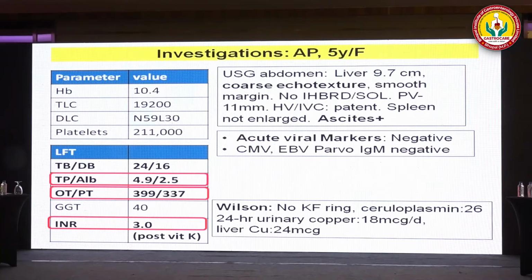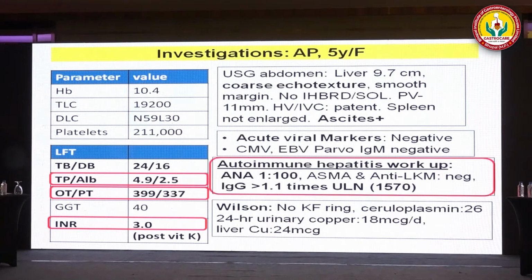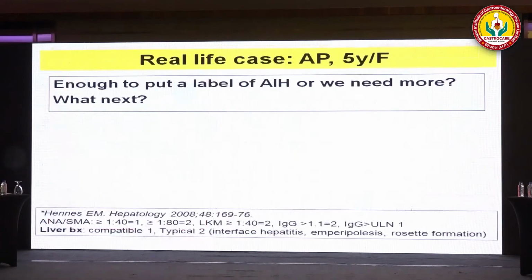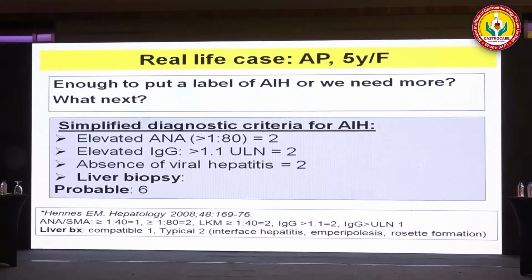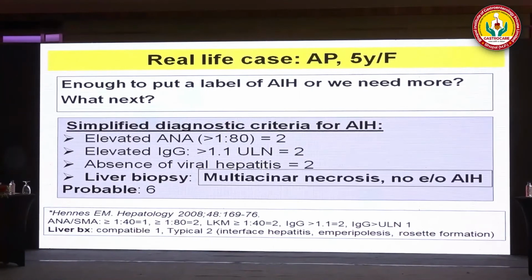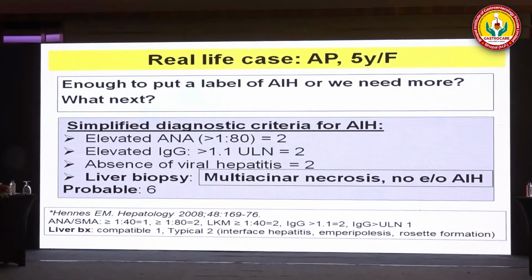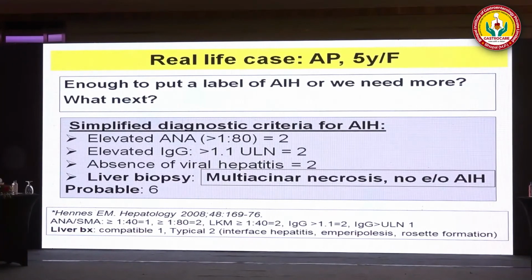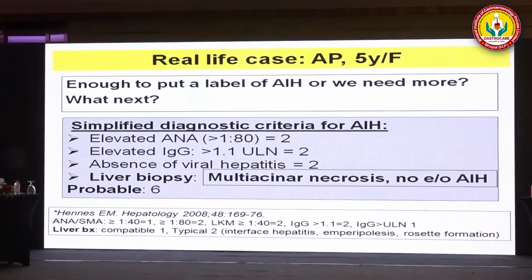And we got the autoimmune hepatitis workup, and the autoimmune markers were positive, ANA more than 1:100 and IgG more than 1.1. So the same, you apply the simplified diagnostic criteria. This patient also has 6 criteria, 6 short of biopsy means probable. So we did liver biopsy to make it definite. The previous child's liver biopsy that I showed was classical of autoimmune hepatitis, but here there is only multi-acinar necrosis, no features to suggest autoimmune hepatitis.